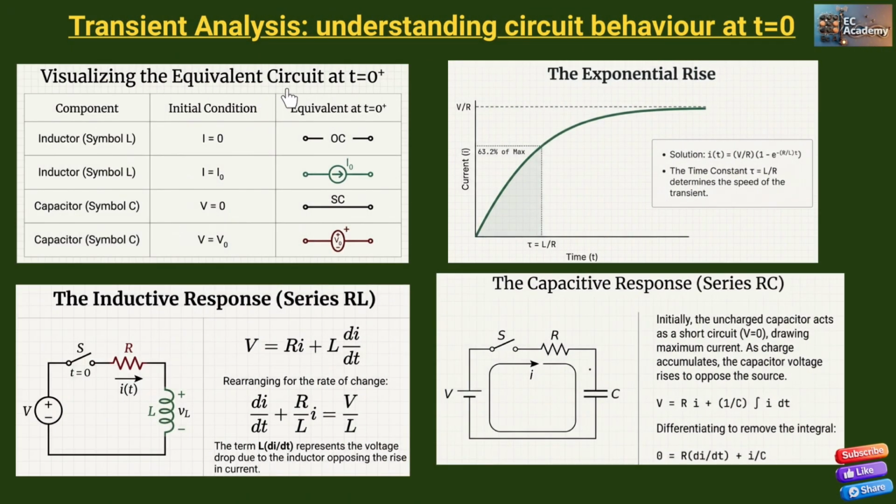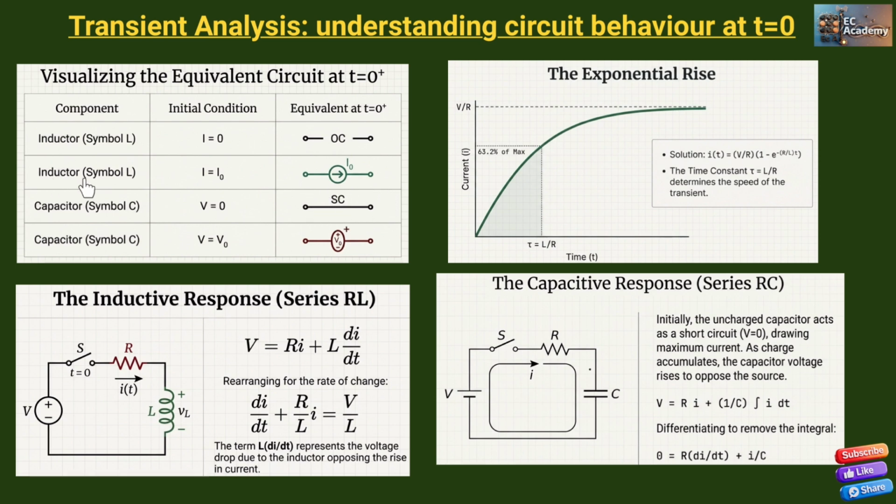Now let us understand the equivalent circuit for each component. Here you need to remember the resistor doesn't have any change at t equal to 0 plus, which means immediately after switching there will be no change across the resistor. An uncharged inductor, where I is equal to 0, acts like an open circuit because it will not allow the current to flow instantaneously. An uncharged capacitor, where V is equal to 0, acts as a short circuit because it holds the voltage at 0.